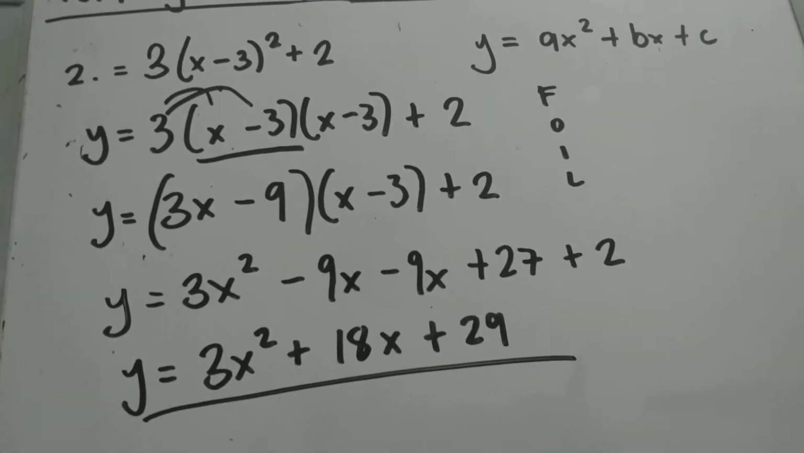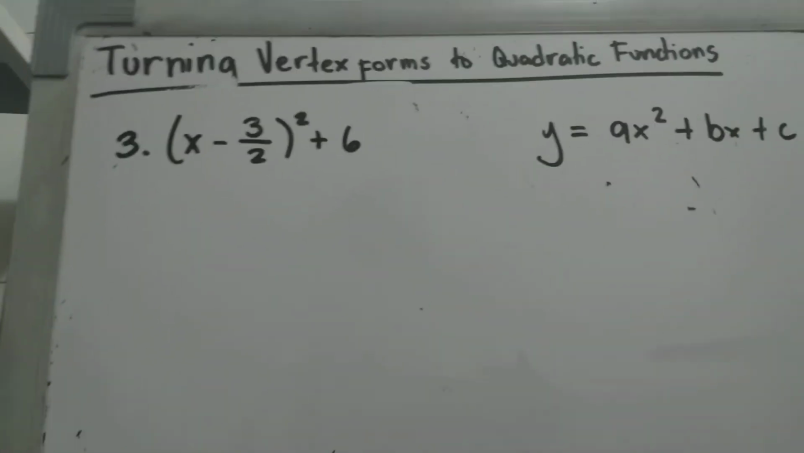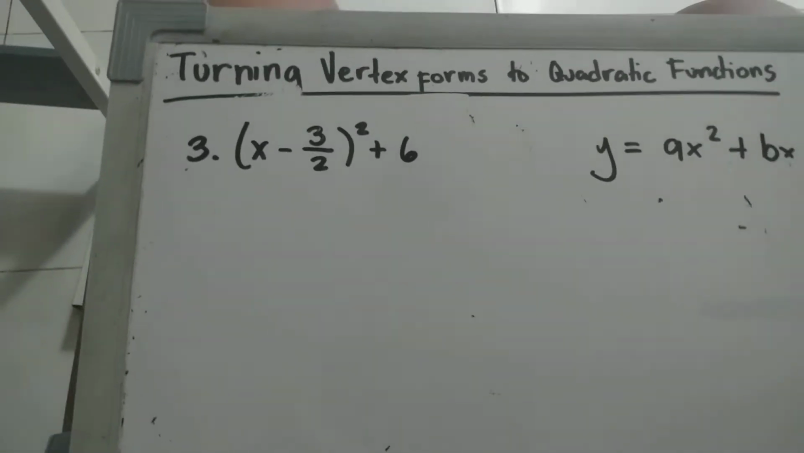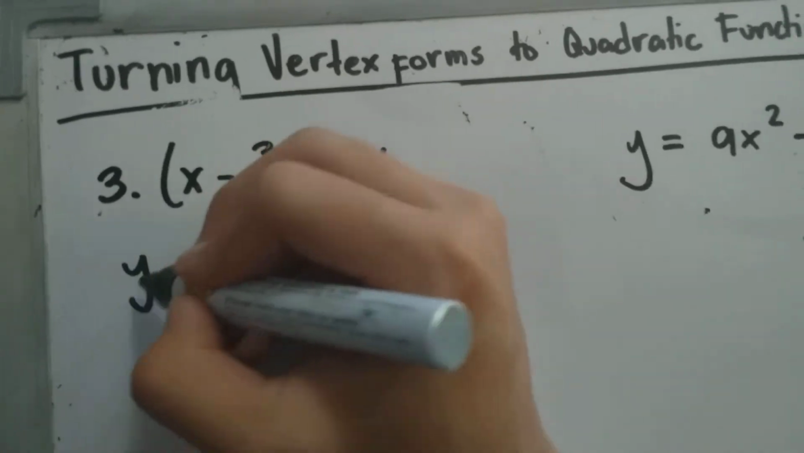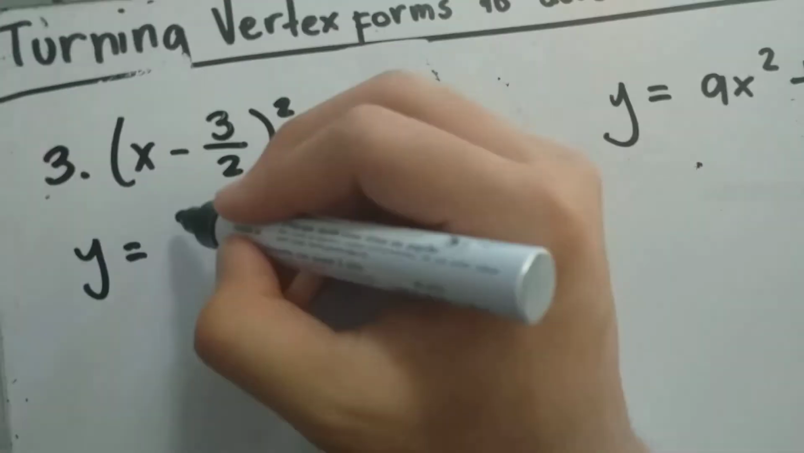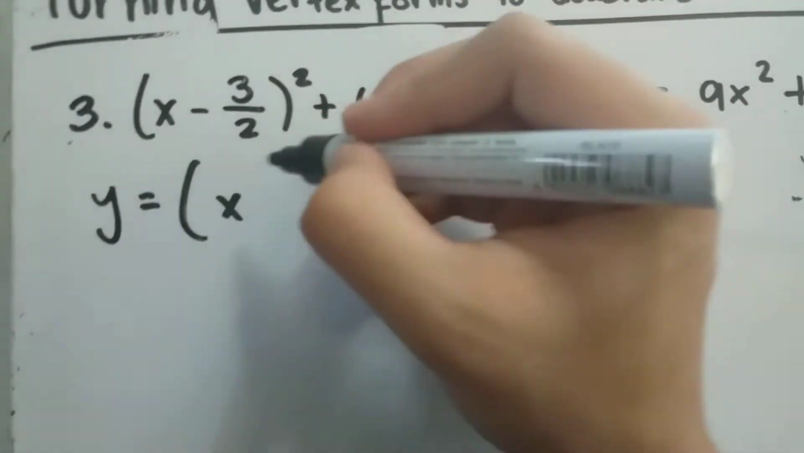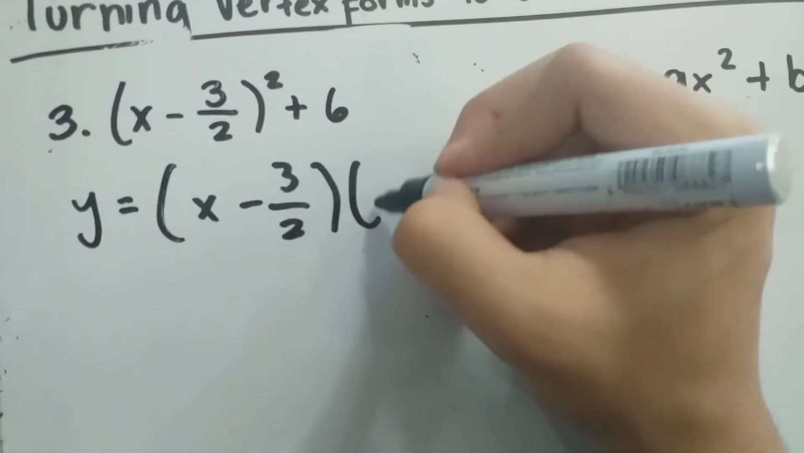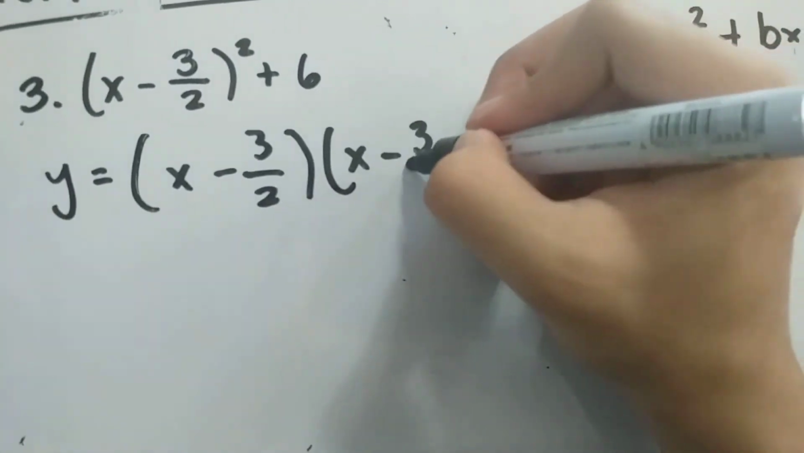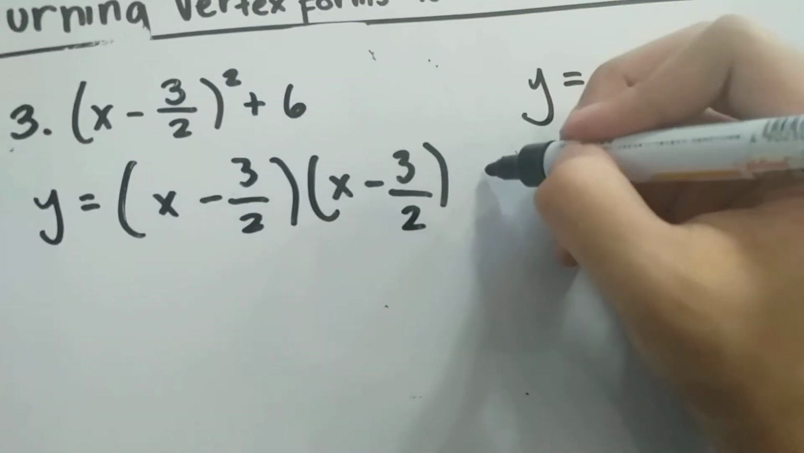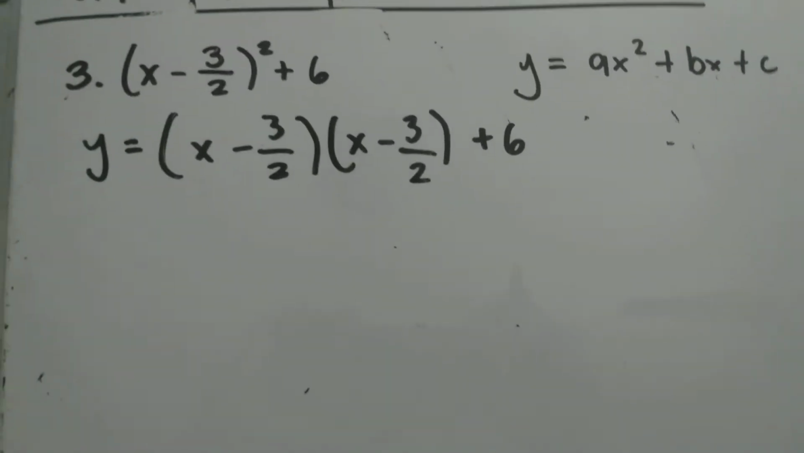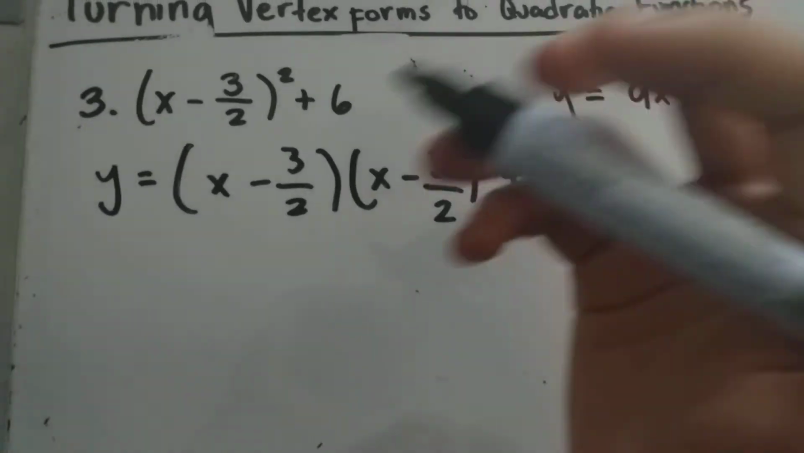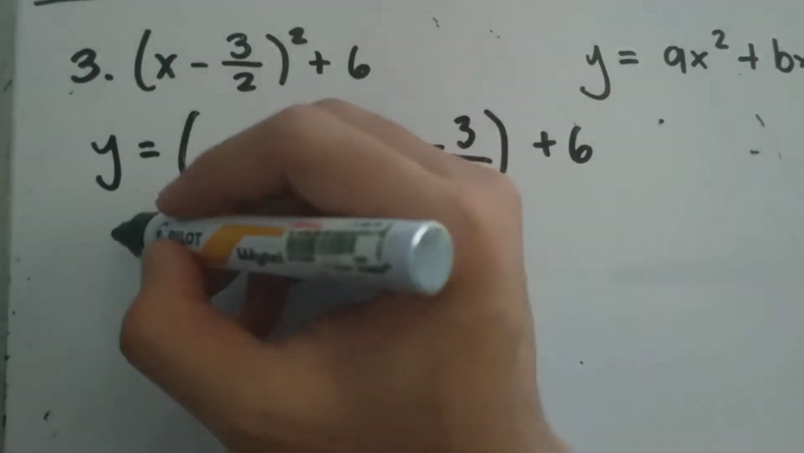Okay, so next example. For our last example, what if our value of h is a fraction? In this case, we just again expand the two parentheses, get x minus 3 halves, then x minus 3 halves, then copy the 6, minus 6. So now what you're going to do is to again FOIL. Just FOIL.